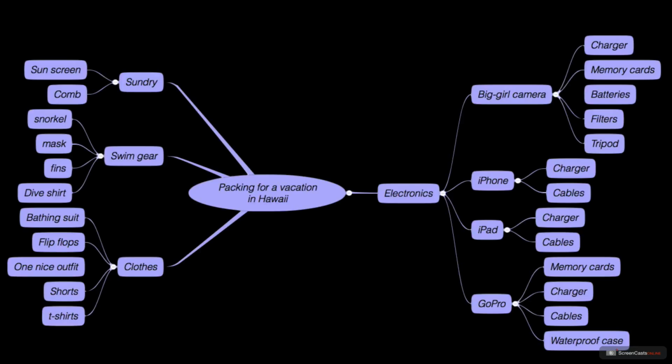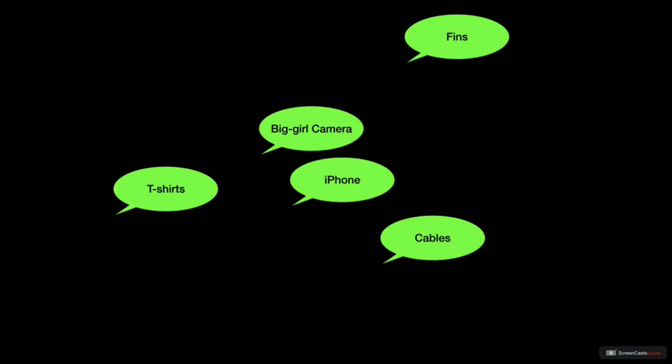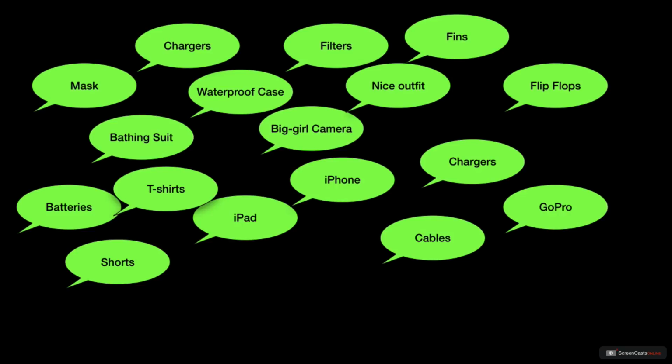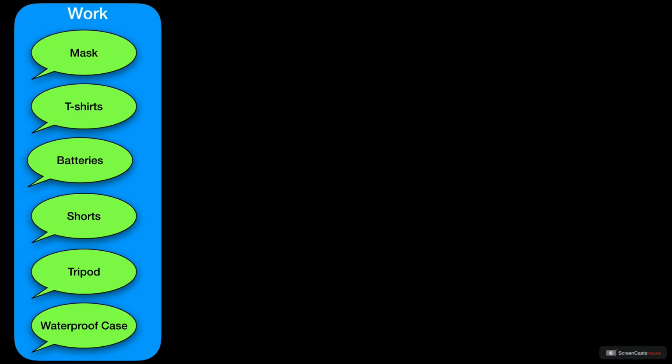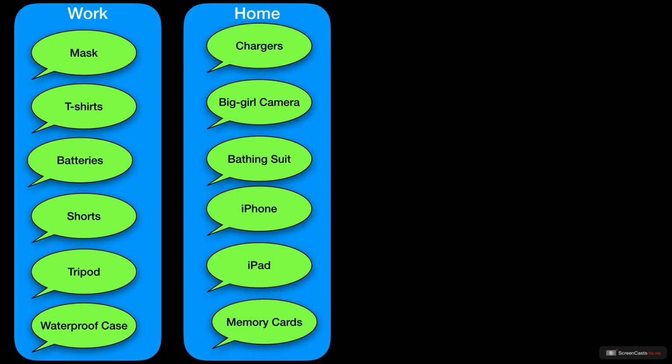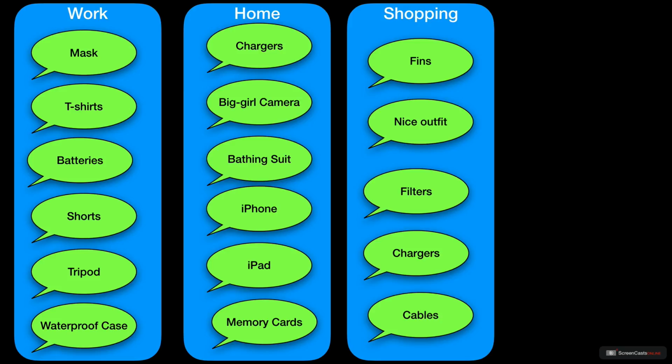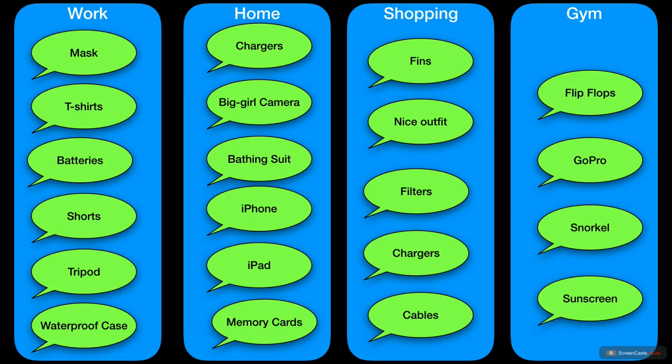Now, people often ask, why not just use an outline or a simple list for something like this? The problem is that our ideas do not come into our heads in this organized way. The things to pack for vacation pop into our brains at all different times, in all different places, and in completely random order. Not only that, these ideas come to us when we're at all different places. You might think about what to pack when you're at work, you're at home, you're shopping, or maybe you're even at the gym.